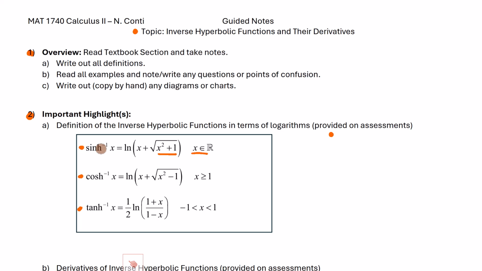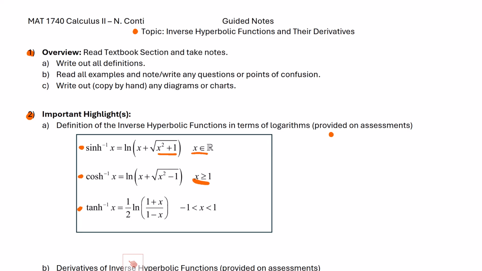Anyway, cosine hyperbolic inverse of x is defined as the natural log of x plus the square root of x squared minus 1. You'll notice a subtle difference there, whereas the sine hyperbolic inverse had an x squared plus 1 underneath the root, the cosine has the minus. So those details matter. Of course, we don't need to memorize these perfectly since they'll be provided, but it's helpful again to recognize those keys when using each of these formulas. And cosine hyperbolic inverse of x is defined where x is greater than or equal to 1.